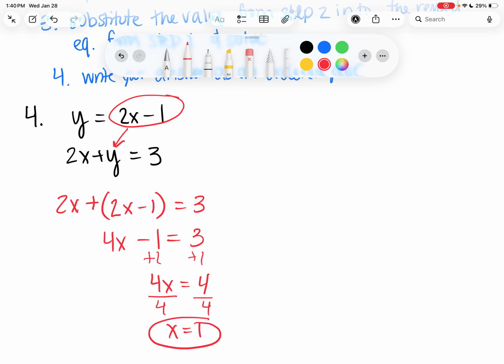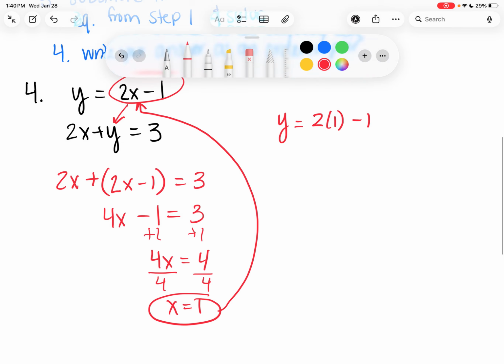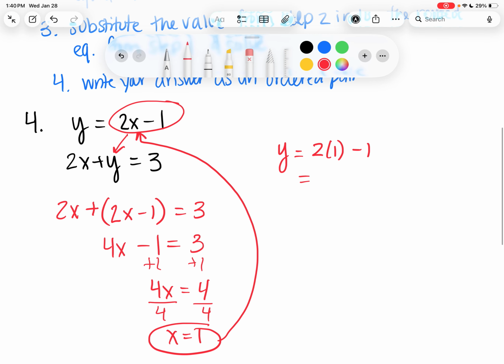So now I'm going to take this x equals 1, and I'm going to plug it in up here to x in the original equation where y is by itself. So that means I'm going to have y equals 2 times 1 minus 1. So that is 2 minus 1, which is just 1. So that's the other value.